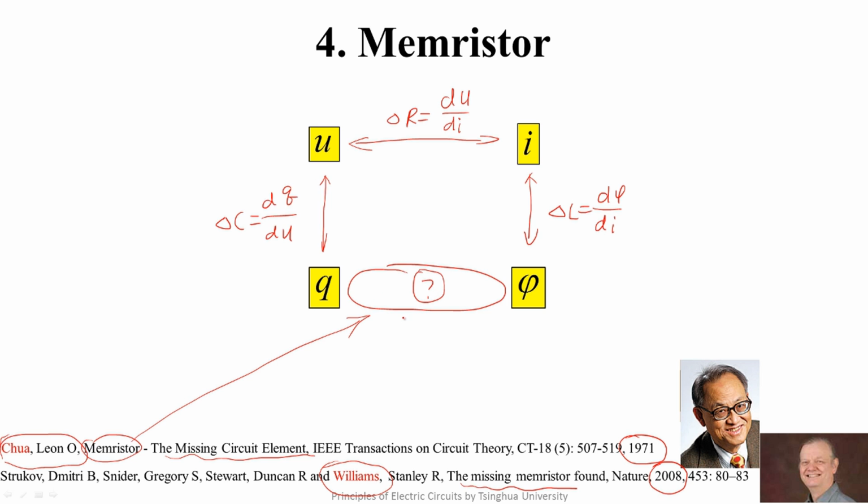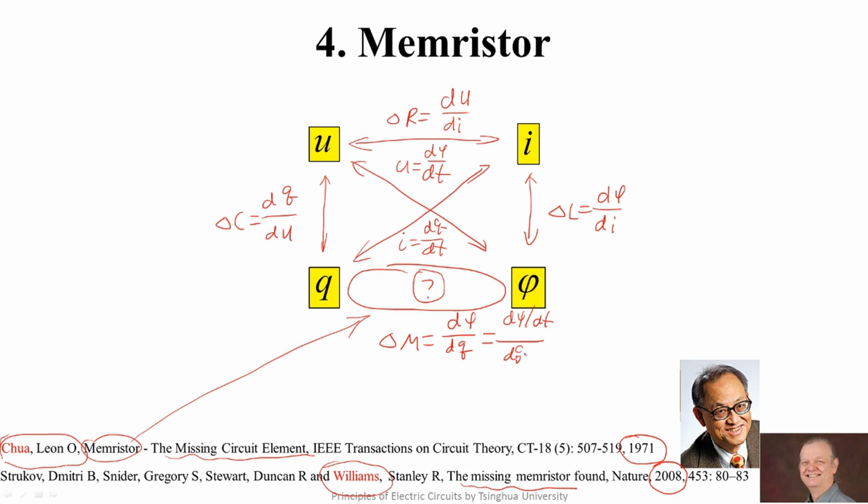Similarly, if there is a nonlinear algebraic relation between q and phi, then the incremental memristance M is equal to d phi/dq. Because U is equal to d phi/dt, and I is equal to dq/dt, we can write it as d phi/dt over dq/dt, equal to U over I. It means that the incremental memristance can be written in the form of U over I. So it is a resistance performance of memristors.